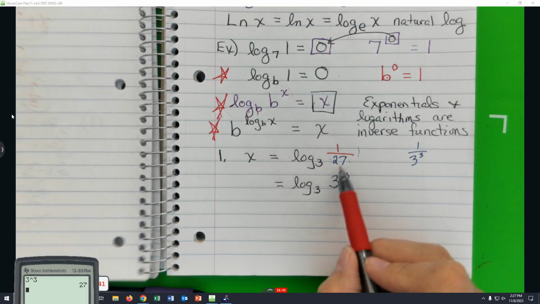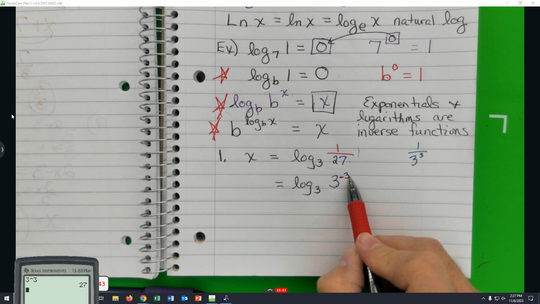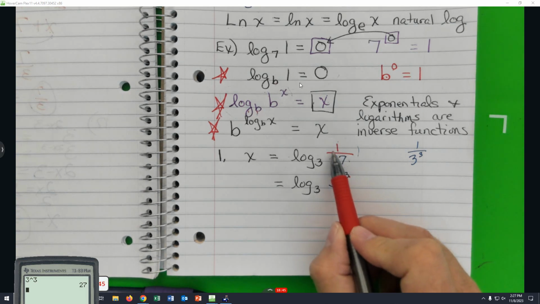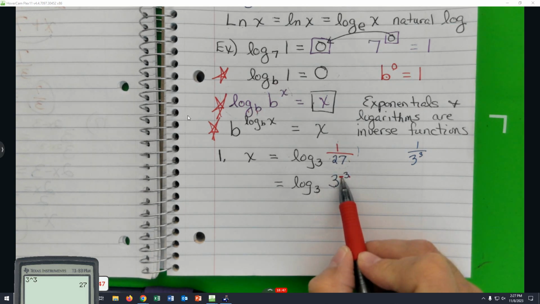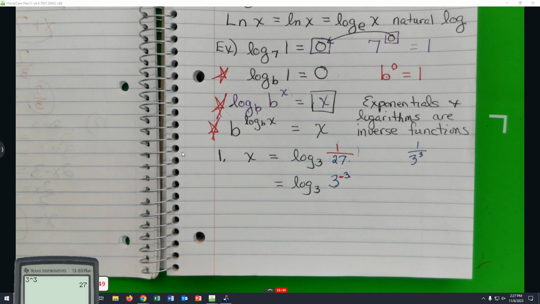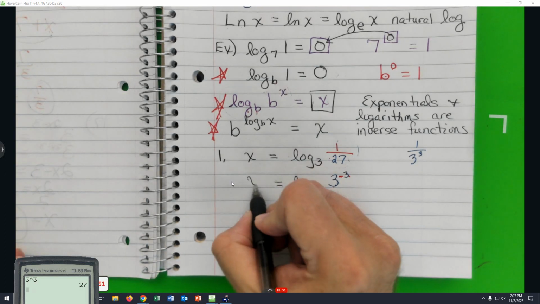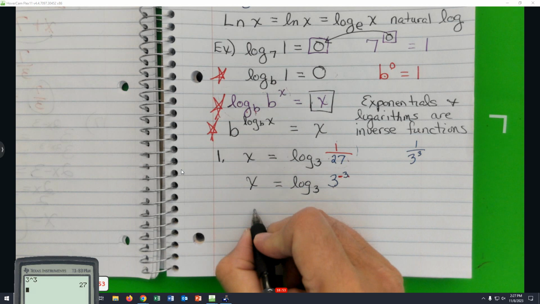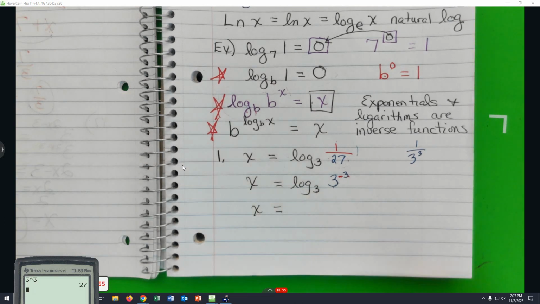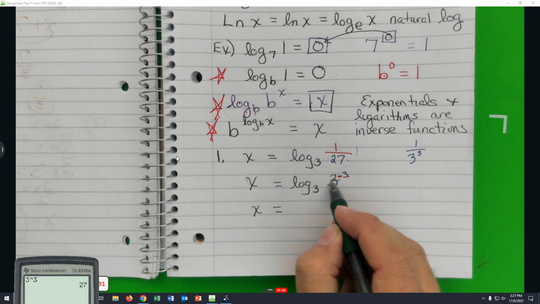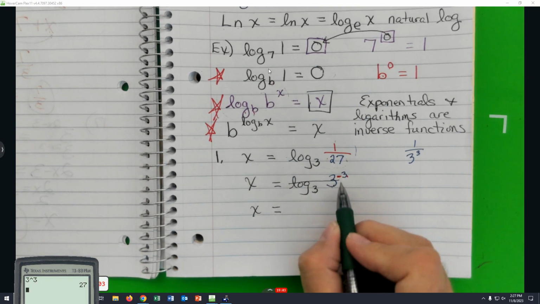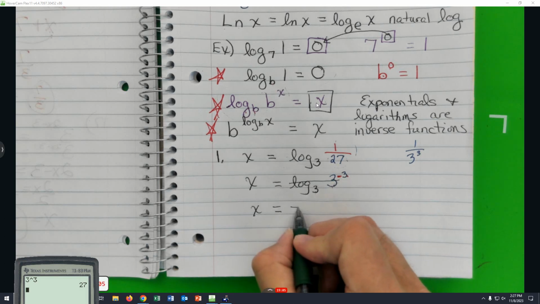So I've thought of 27 as 3 cubed. And then the red 1 over became that red minus. Now we still have an x on the left, and that's good, because we want just x equals a number. All of that gets canceled, leaving us just the negative 3.